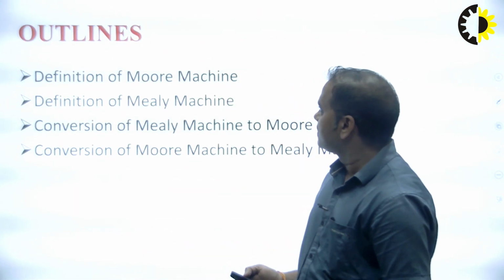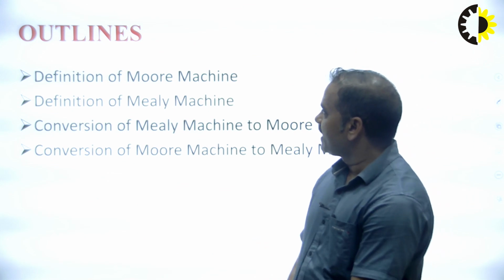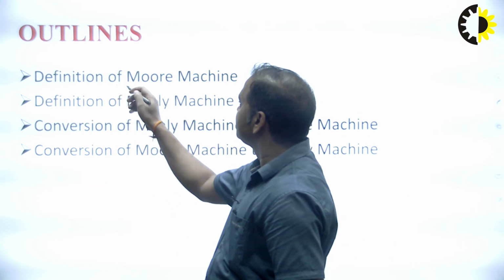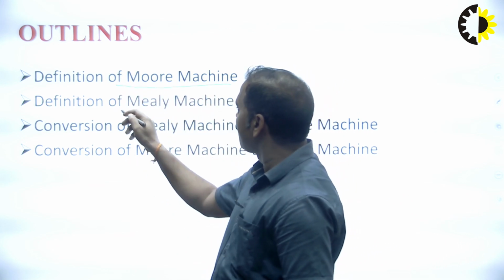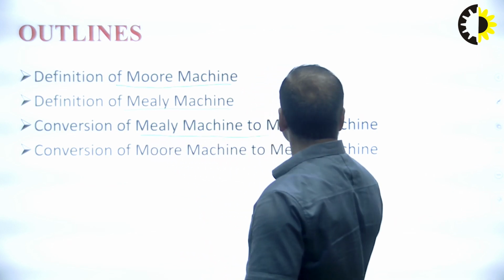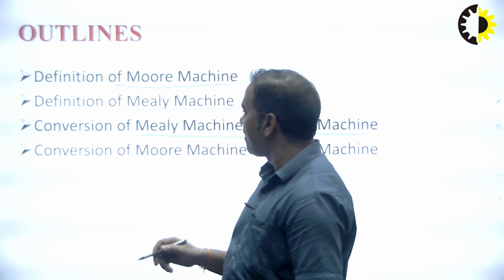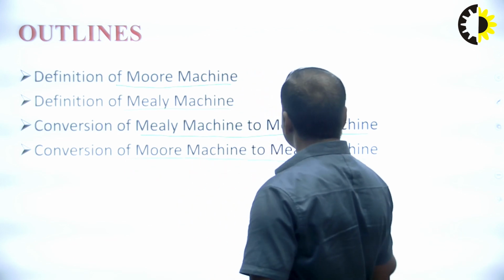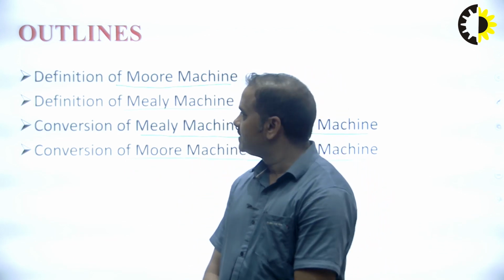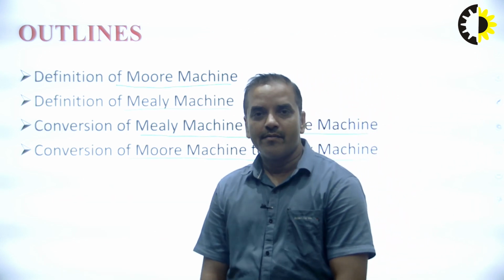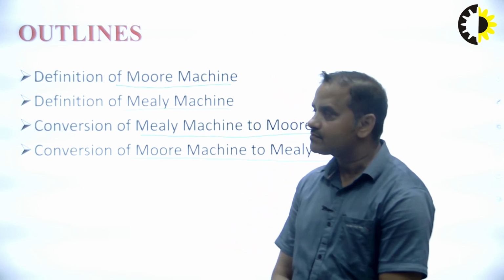Here, the outline contains the definition of Moore machine, then the definition of Mealy machine, then conversion of Moore machine into Mealy machine. After that, we have to cover conversion of Mealy machine into Moore machine. These are the basic four topics which are covered in the Moore and Mealy machine.